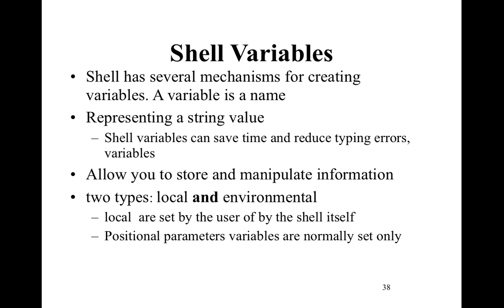Alright, it allows you to store and manipulate information. And we have two types, local and environmental. We use them per user or per shell, or per everything that the user does in the user environment in any shell. It's not global, so it's the environment. Locals are set by the user of the shell itself. Positional parameter variables are normally set only for that.